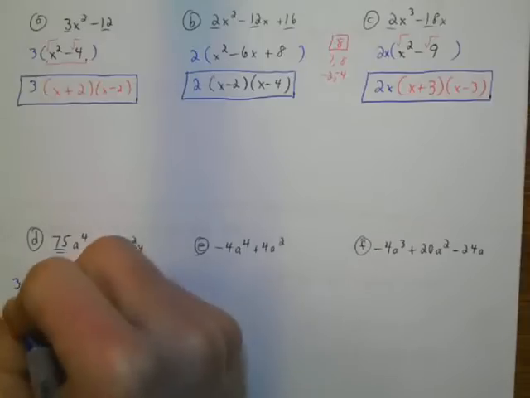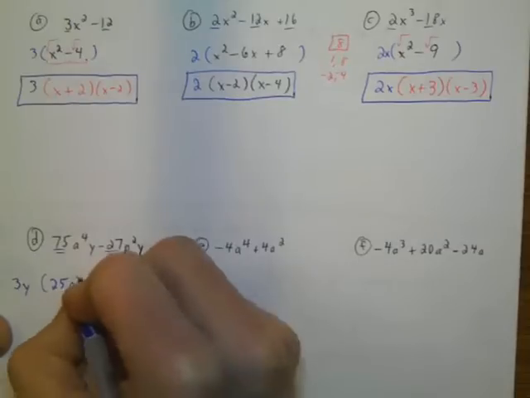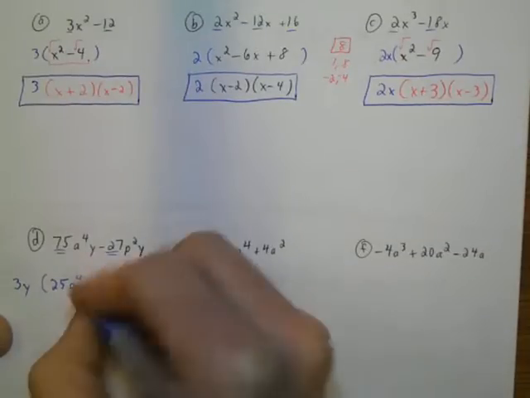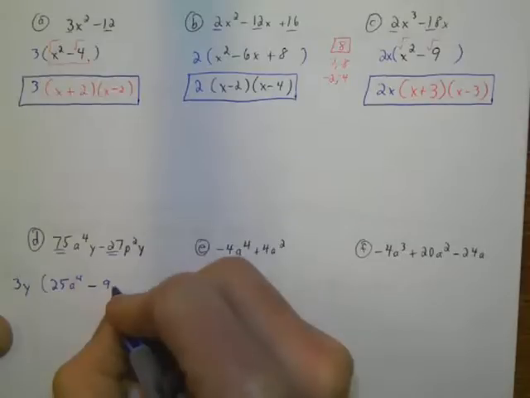3 times what is 75? 25. I didn't pull any of the A's out. I did pull the Y out. 3 times what is negative 27? Negative 9. Can't pull a P out because there's no P in this term. I did pull the Y out already. So, in this case, that's what I'm left with.